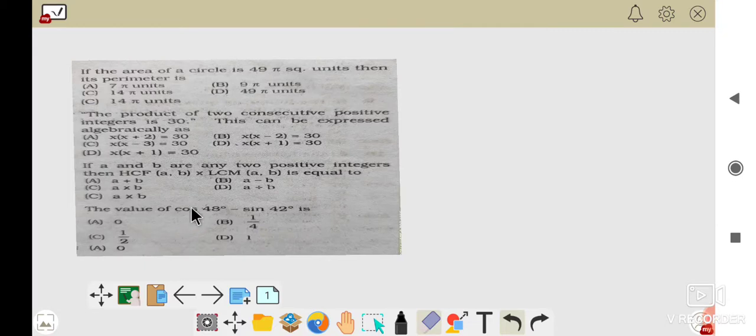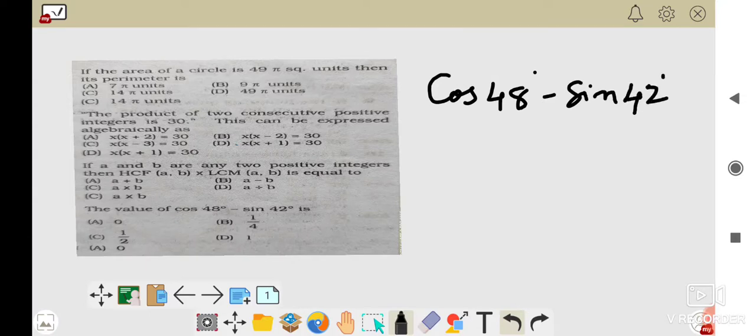The value of cos 48 minus sin 42 is... the answer is given as 0 here. Let us see how we will get the answer 0. Now cos 48 can be written as... what is the question given here? The question is given: cos 48 minus sin 42. Sin 42 degrees is given.